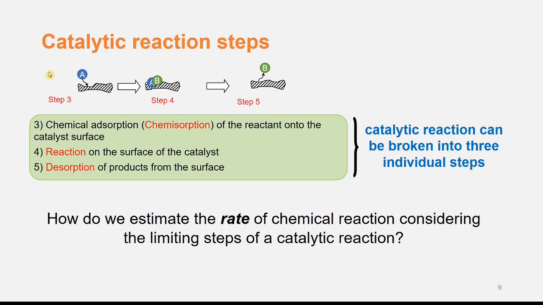The catalytic reaction can be broken down into three individual steps: adsorption of reactant, surface reaction, and desorption of products. Note that steps 3 and 5 are chemical adsorption and desorption, so they involve making and breaking of chemical bonds. Again, in this lecture, we are considering that the catalytic reaction, comprising steps 3, 4, and 5, is the limiting step. So how do we estimate the rate of reaction?